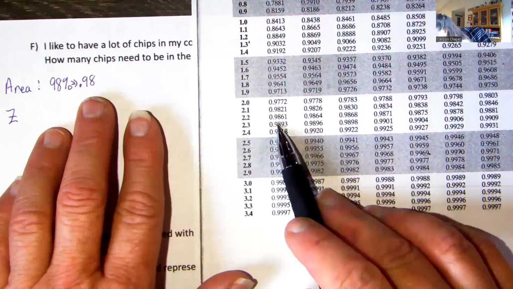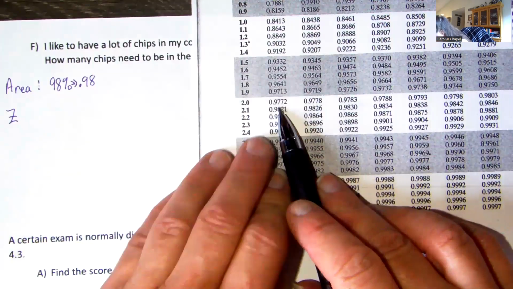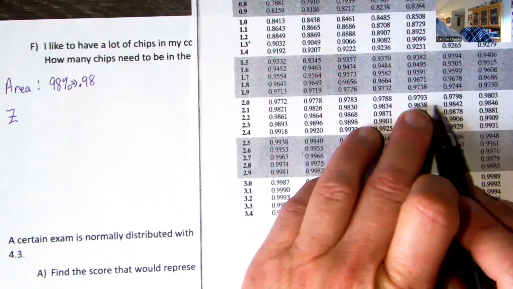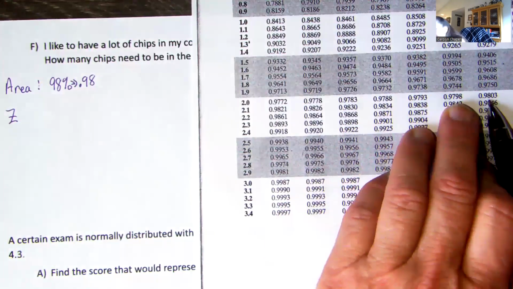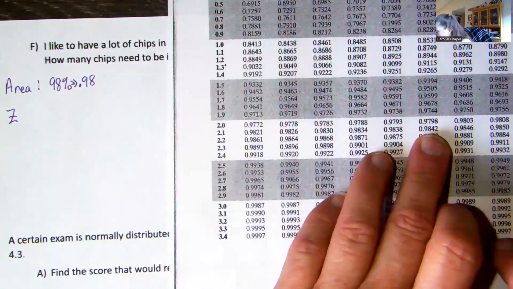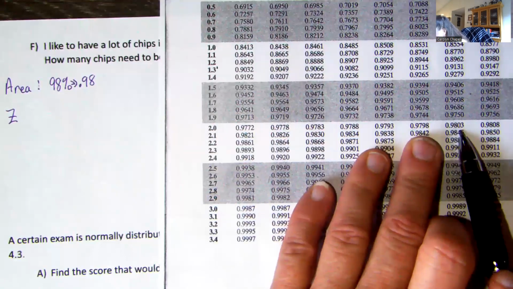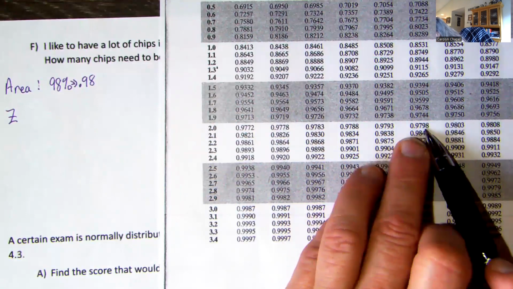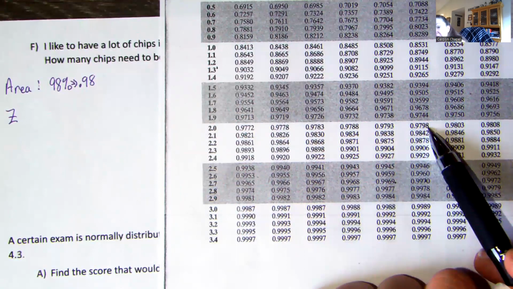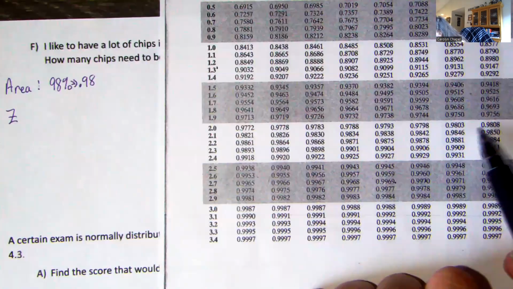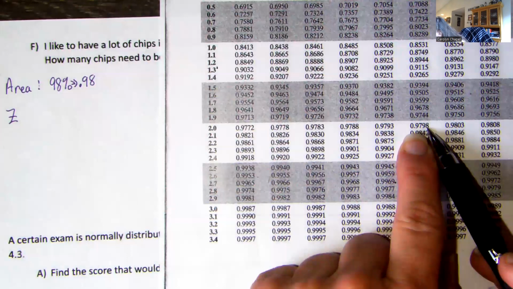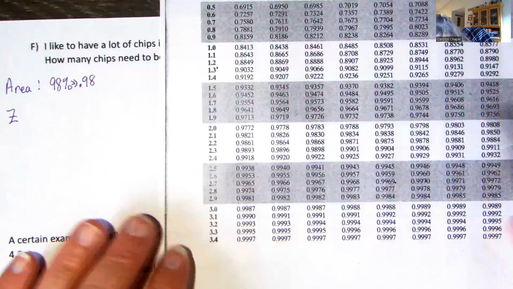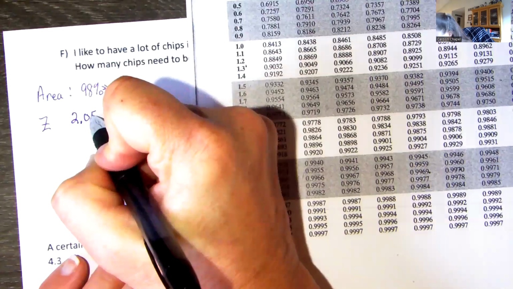Let's see here. There's a 9783. Getting closer. There we go. There's a 9798 and a 9803. The one that is closer is this one, because it's just 2 away from there. This guy has got 3, a little bit. This one's just a tad closer. That's 2.05.